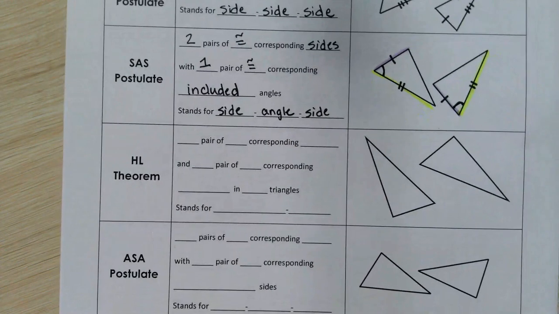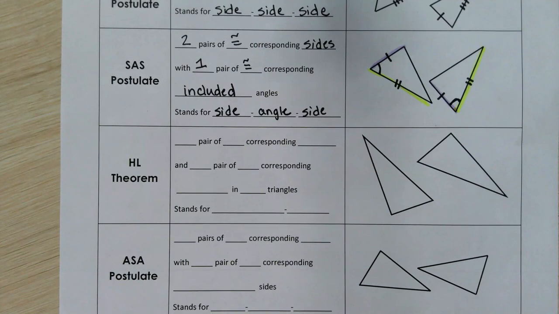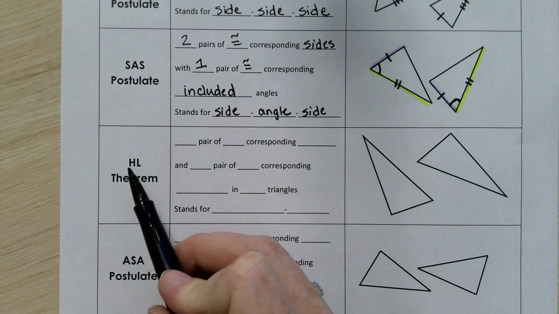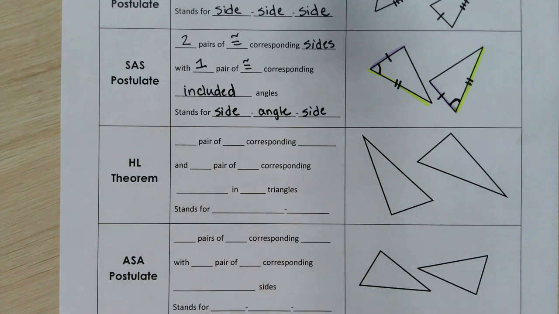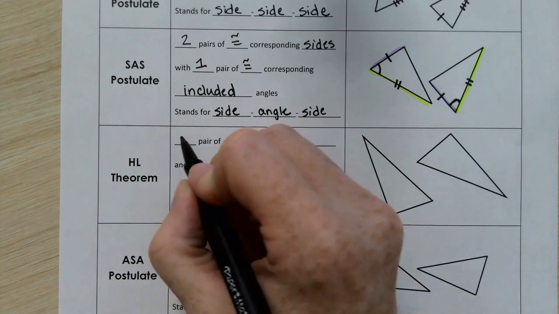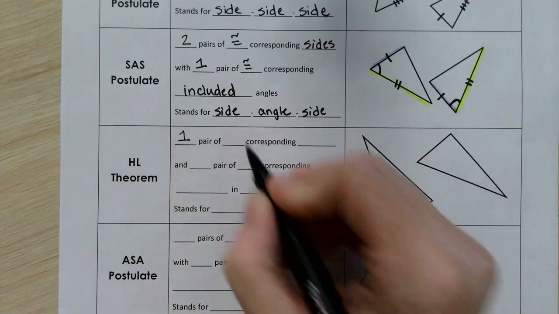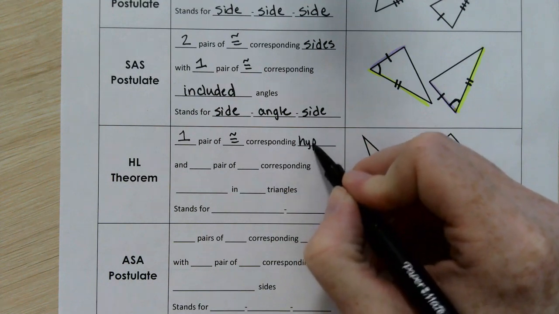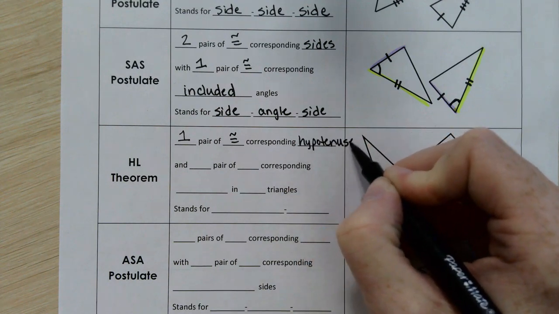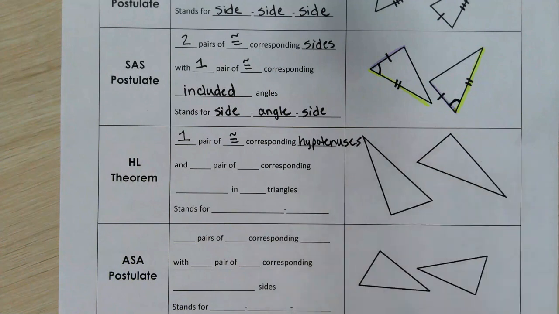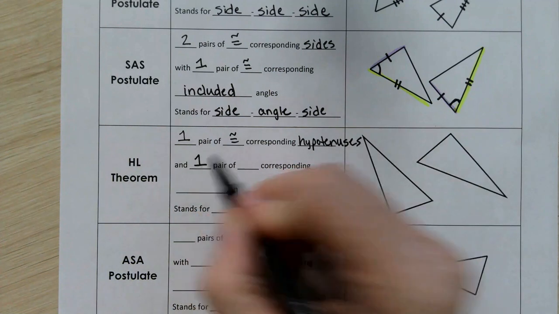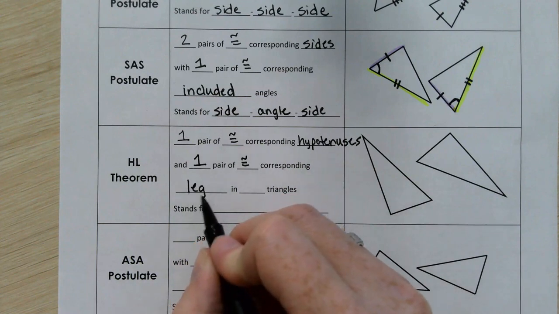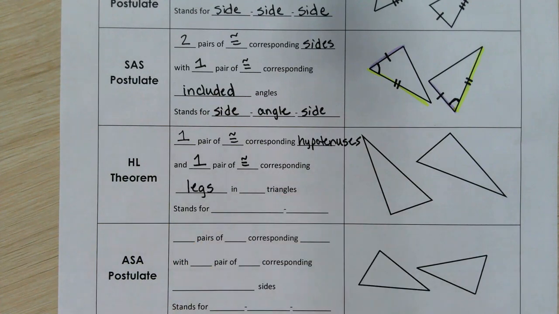For the third option, the S's and the A's disappear, and we end up with H and L instead. So for HL, we've got something completely different going on. We are going to need one pair of congruent corresponding hypotenuses, that's what the H stands for, and then we're going to need one pair of congruent corresponding legs. That's what the L stands for.